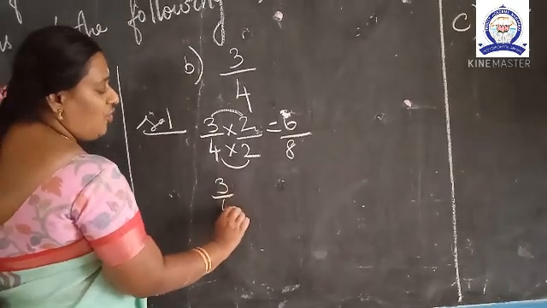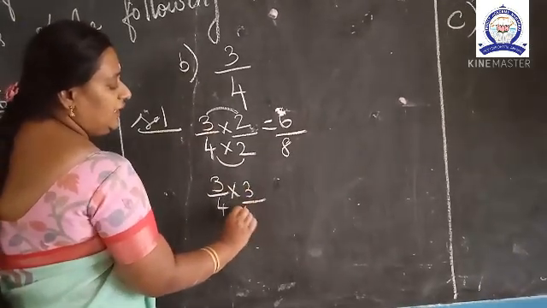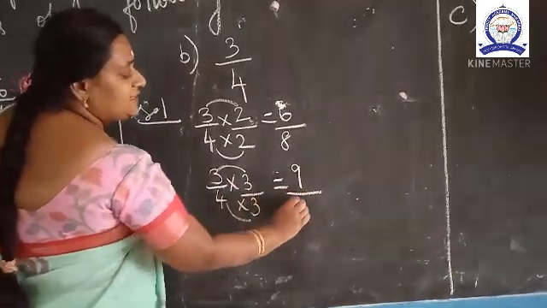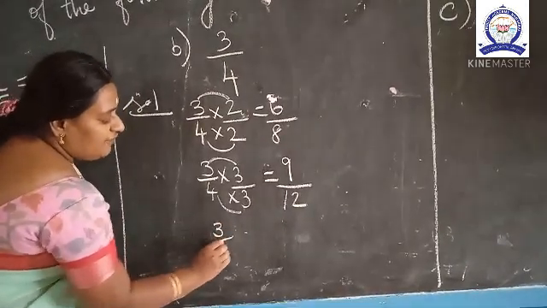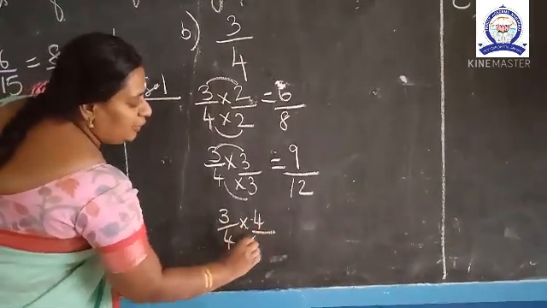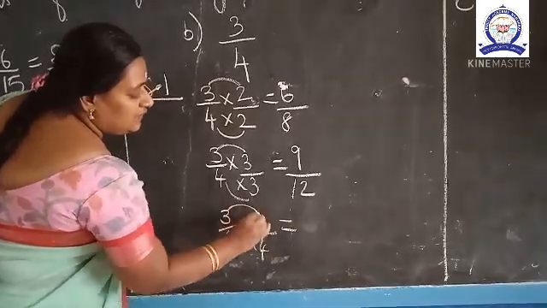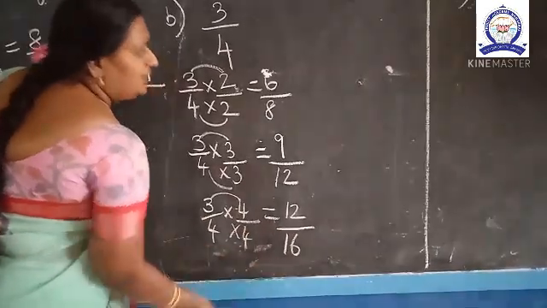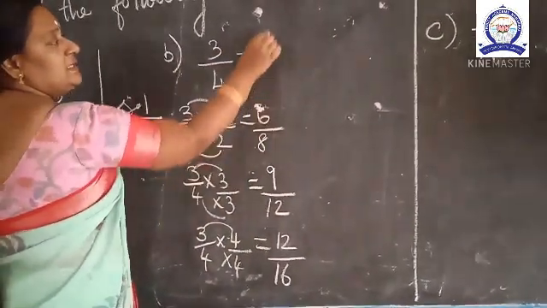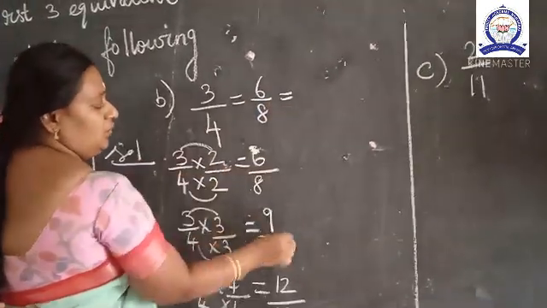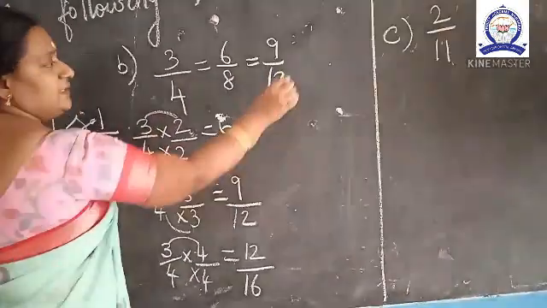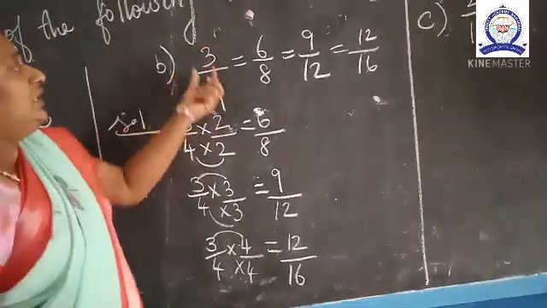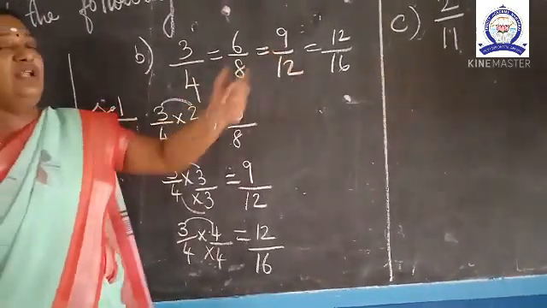Then 3 by 4 into 3, numerator in 3, denominator in 3. 3 3s are 9 divided by 4 3s are 12. Again 3 by 4, multiply numerator and denominator by 4. So 3 4s are 12, 4 4s are 16. So 3 by 4 is equal to 6 by 8, is equal to 9 by 12, is equal to 12 by 16. These are the first 3 equivalent fractions of 3 by 4.